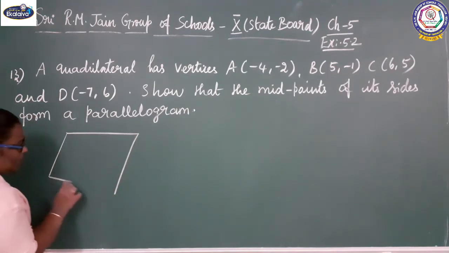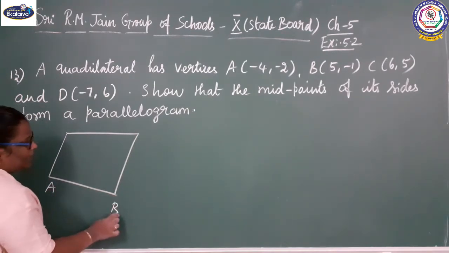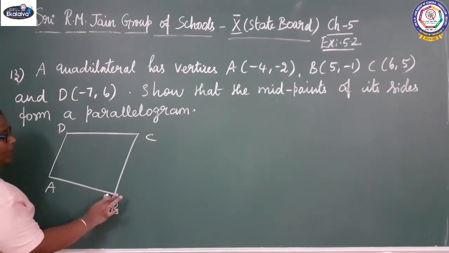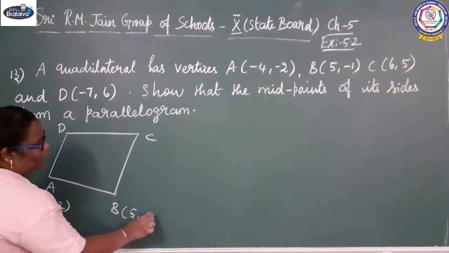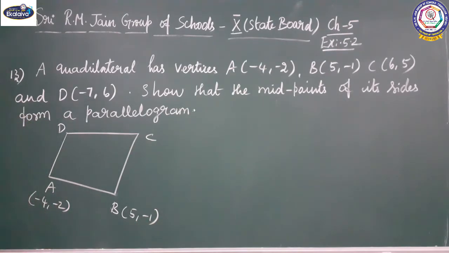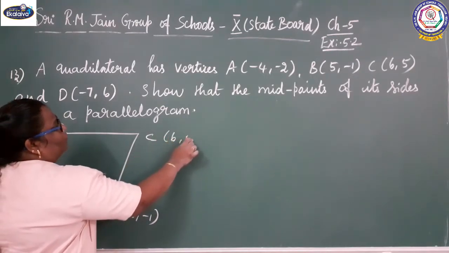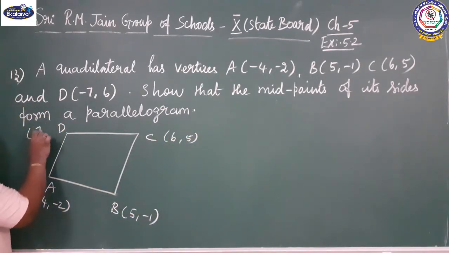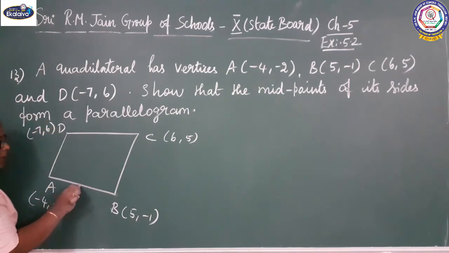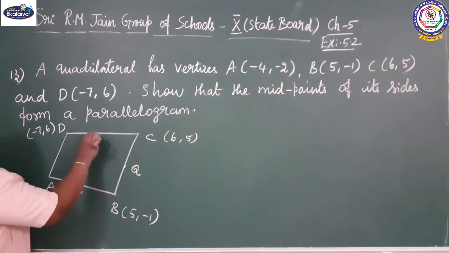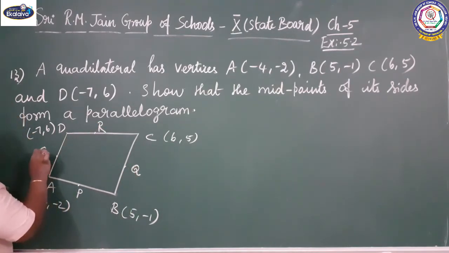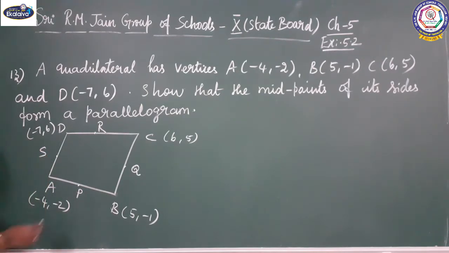Quadrilateral A, B, C, D. What is the point for A? Minus 4 comma minus 2. B point is 5 comma minus 1 and C point is 6 comma 5 and D point is minus 7 comma 6. The midpoints, you can take this one as P, this midpoint as Q, and this one R, and this point you can take it as S. You can join these points.